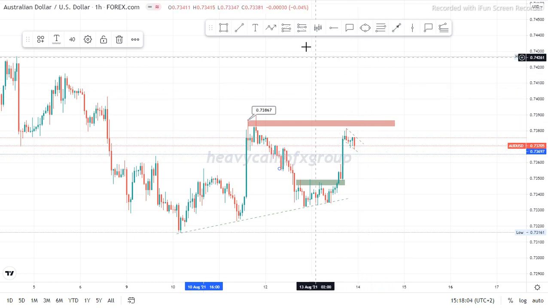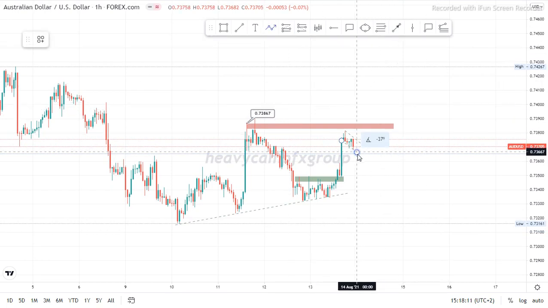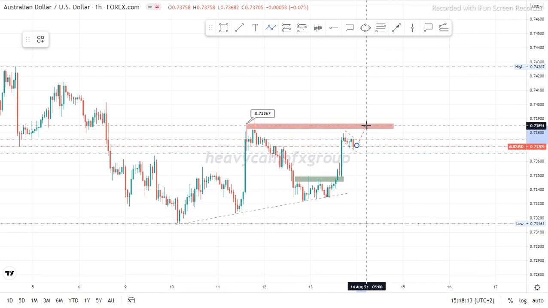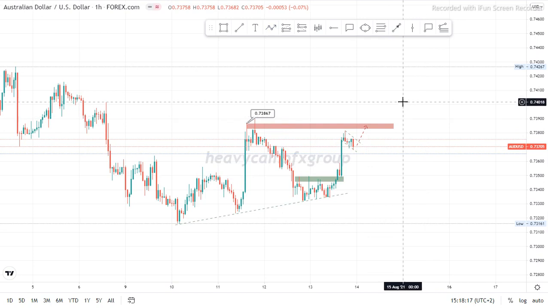Or preferably just wait for a better opportunity, guys. What we would do is simply wait for price to get to our high, right, guys, and then just wait and see what happens when price gets to that high.